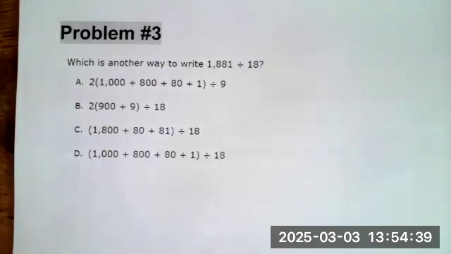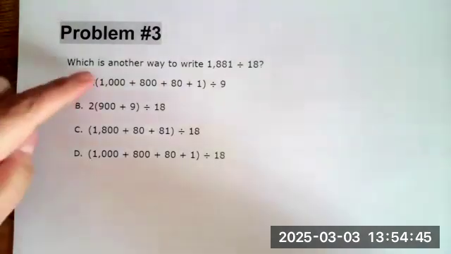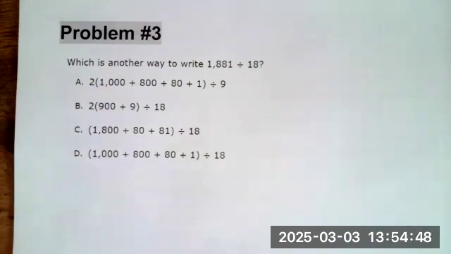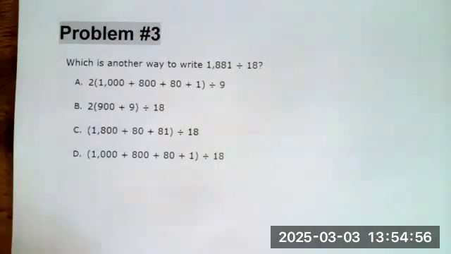So problem 3, which is another way to write 1,881 divided by 18. Okay. I'm looking at all these equations and my mind's getting a little dizzy and I'm getting a little nauseous and scared because there's so many numbers and they're all coming at me and I don't know what to do. You do. We're going to breathe. And then we're going to think.